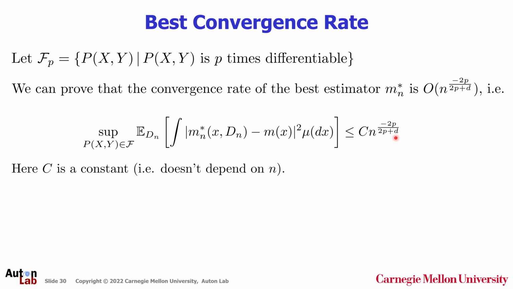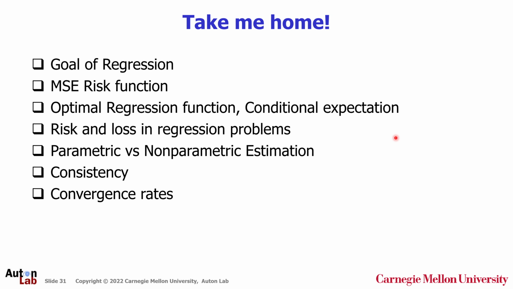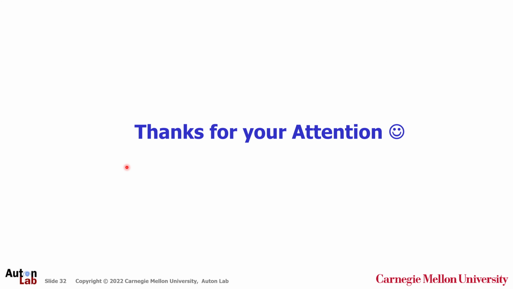So as a summary of what we just discussed today, we defined the goal of regression, we defined the risk function that measures the performance of regression methods, we showed that the optimal regression function can be found as a conditional expectation of y given x. We talked a little bit about parametric and non-parametric estimators, and then we defined the consistency and convergence rates of regression methods. Thank you for your attention.